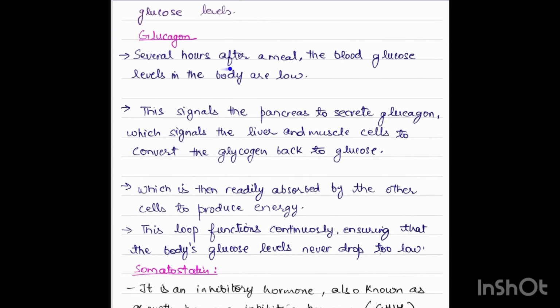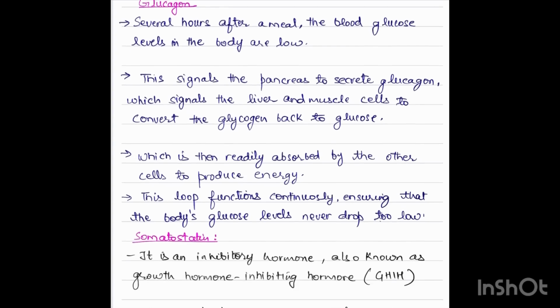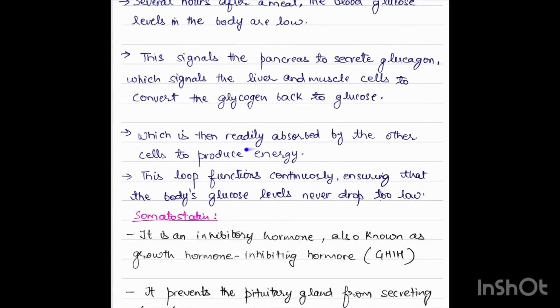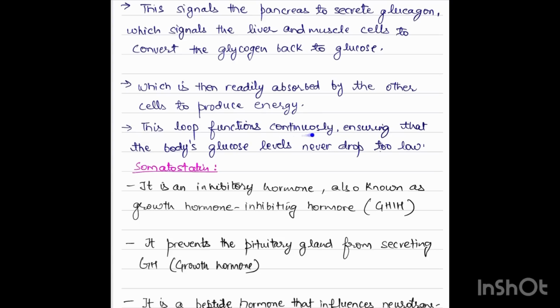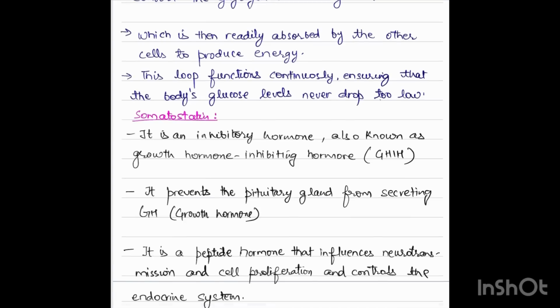Next, we have glucagon. Several hours after a meal, the blood glucose levels in the body are low. This signals the pancreas to secrete glucagon, which signals the liver and skeletal muscle to convert glycogen back to glucose so that we can increase the blood glucose levels, which is then readily absorbed by the other cells to produce energy, ATP. This loop functions continuously, ensuring that the body's glucose levels never drop too low.